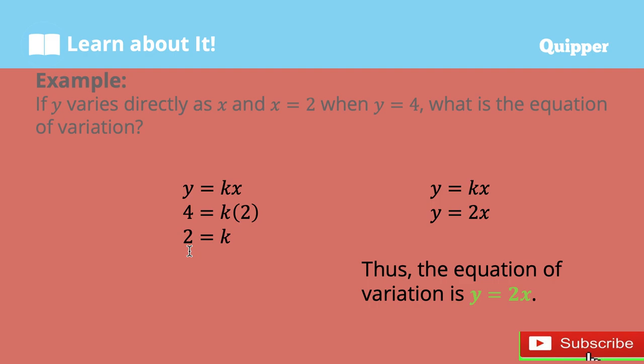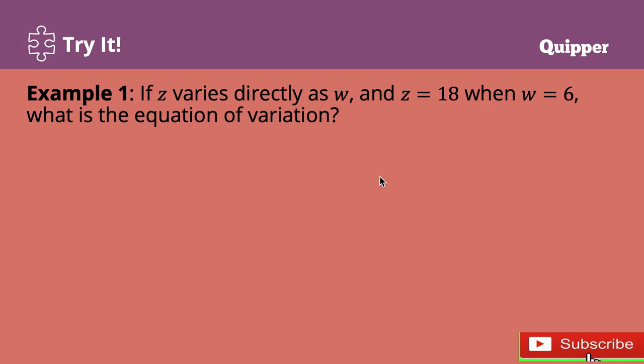Then, go back to the original equation, which is y is equal to kx, and substitute the value of k, or the constant of the variation. So we have k is equal to 2. So the equation of the variation is y is equal to 2x. Let's try some examples about direct variation.